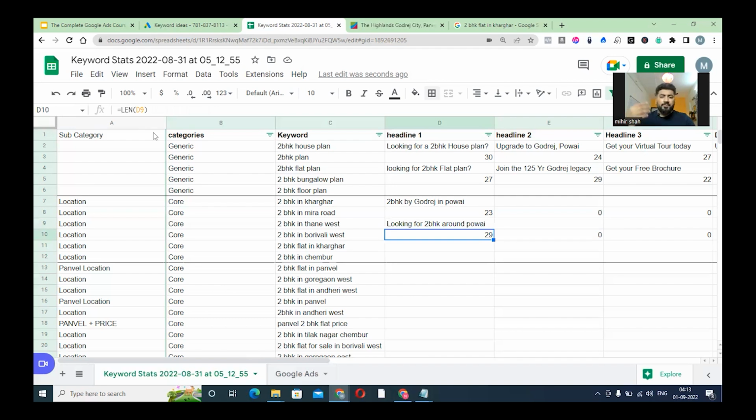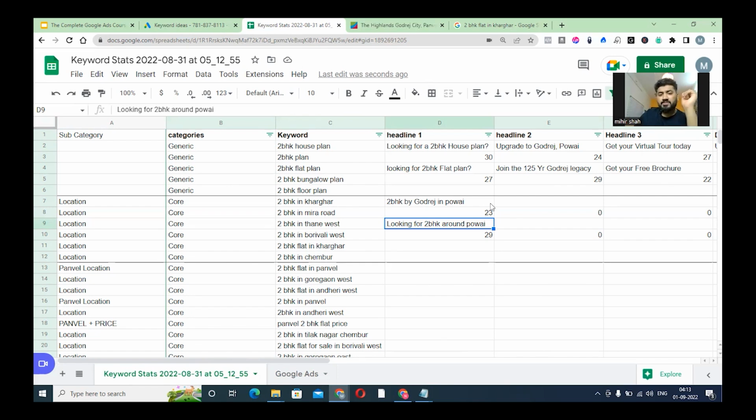We'll try and keep coming up with more headlines here. But here, the first and the most important thing I did was create relevance. This guy is talking about 2 BHK in Kharghar. I said 2 BHK, looking for a 2 BHK. So we created a relevance because he's looking for a 2 BHK, correct? The next thing is the location. Now I cannot exactly show them Kharghar or Borivali or Thane, because that is going to be wrong. My property is in Powai.